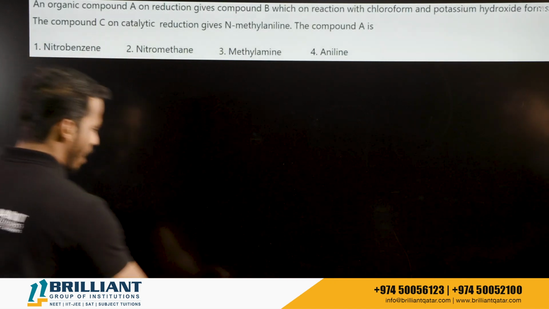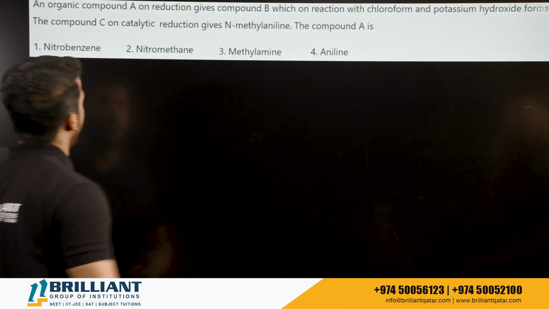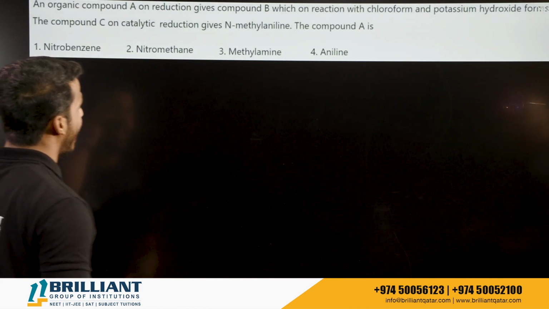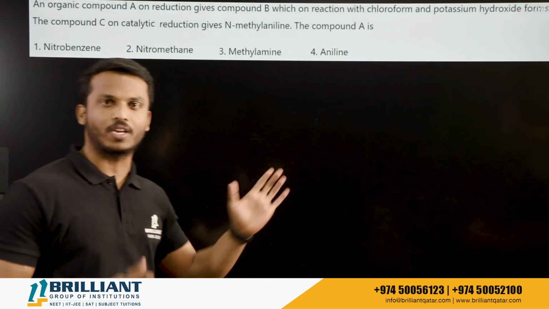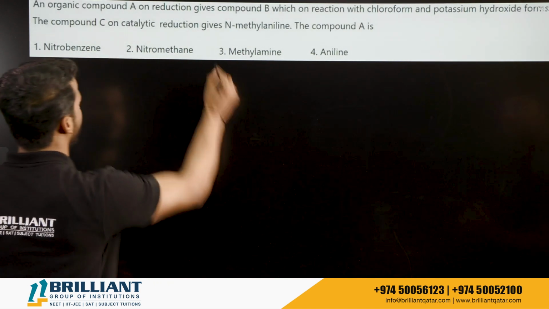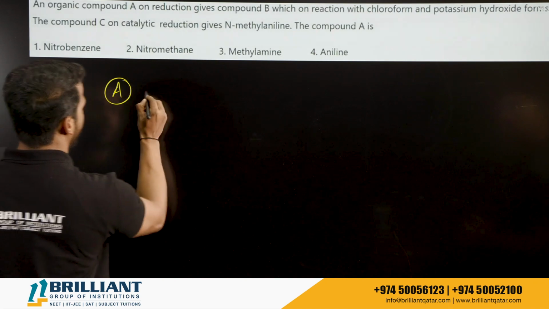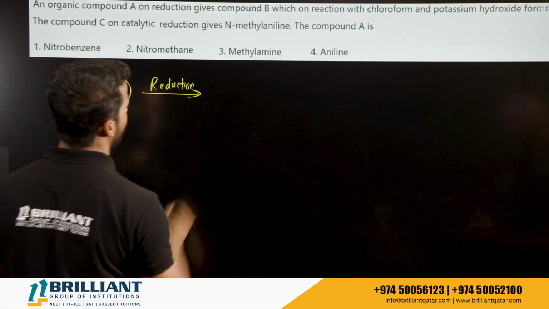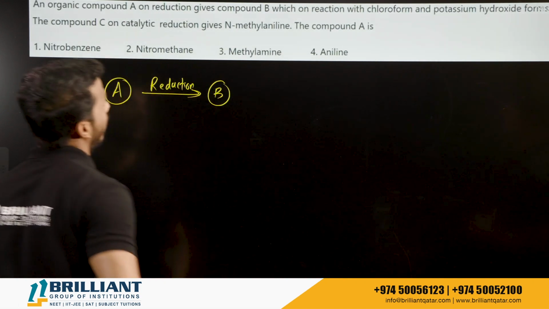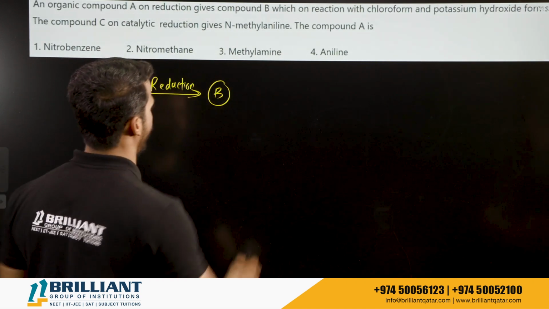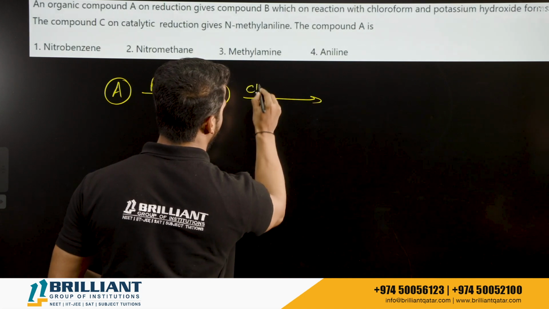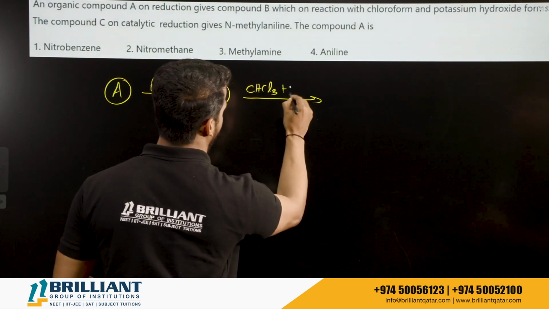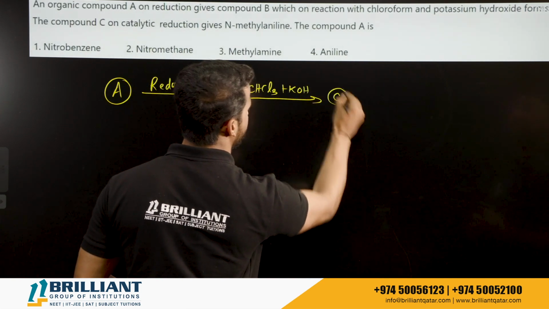Here we have an organic compound. This question is from the amine chapter. An organic compound A on reduction. In this type of question, we have to make a plan. Here, the compound A on reduction gives a compound B. Which on reaction with chloroform, what is chloroform, dear all? You know, CHCl3, right? Chloroform and potassium hydroxide, KOH, gives a compound called C.